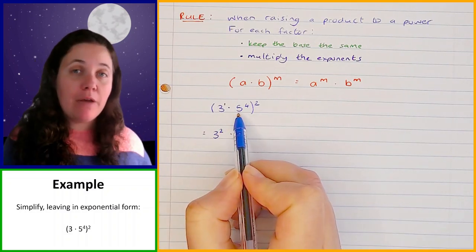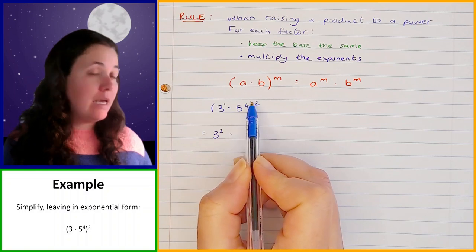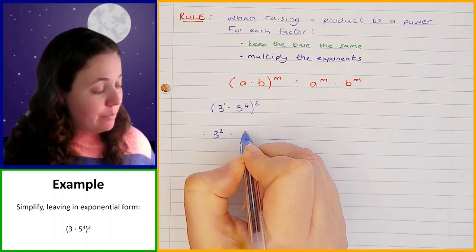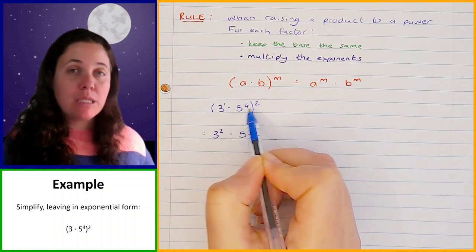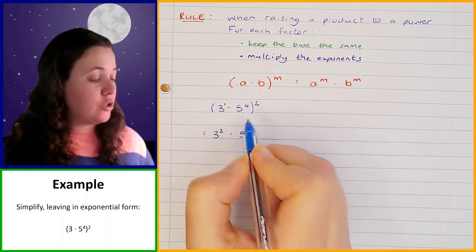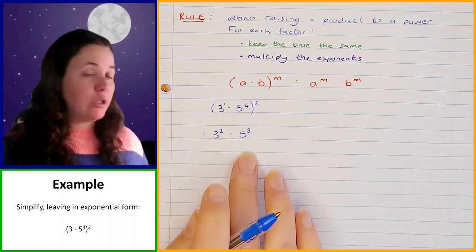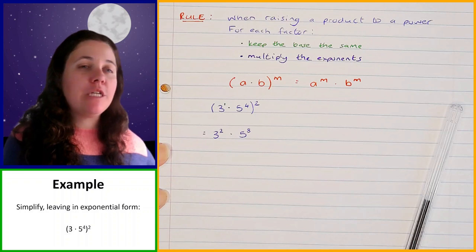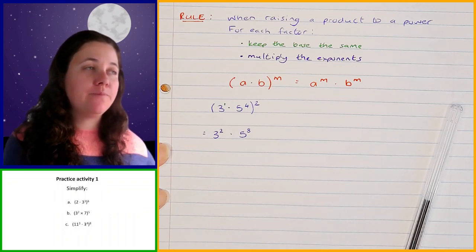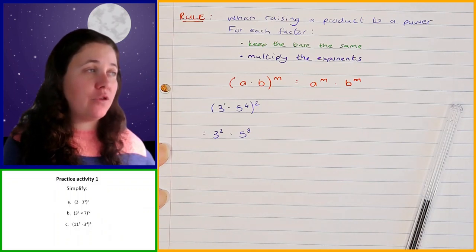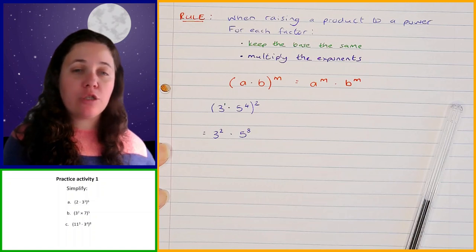Then this one over here, I've got 5 to the power of 4 squared. So I keep the base the same, and I multiply the exponent. So that's 4 times 2 is 8. So that's what we should get for that one. So now I'm going to give you some that you're going to work on for yourself. And I'm going to give you 2 minutes to work on these examples.